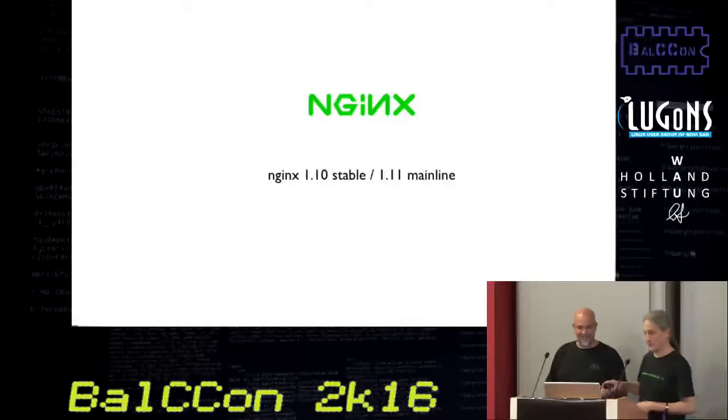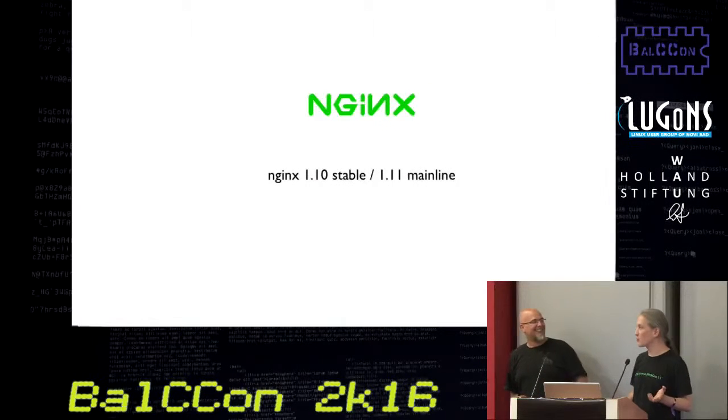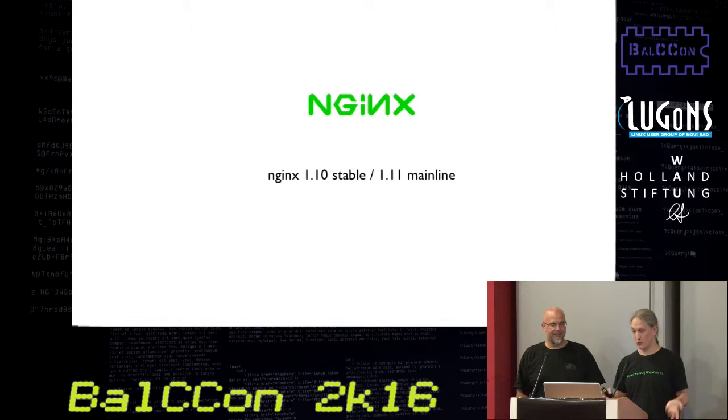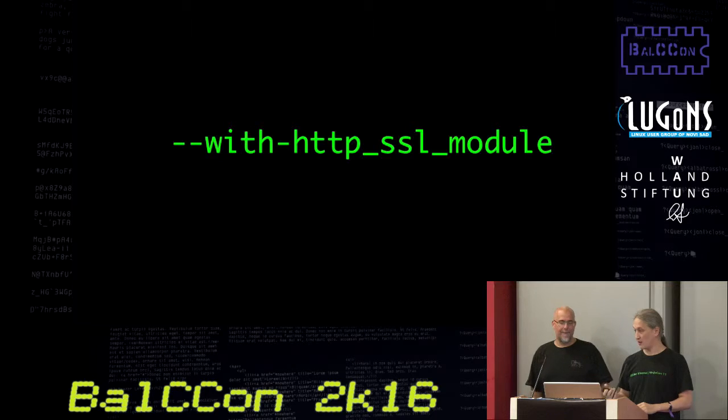The one other web server, yeah. All the pen testers in the room now hate us for turning off the server tokens because it's intelligence for them. Nginx 1.10.3 is the stable, and 1.11.3 is the mainline version that you can get.